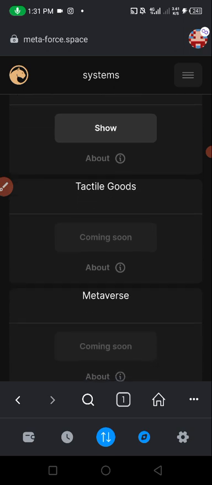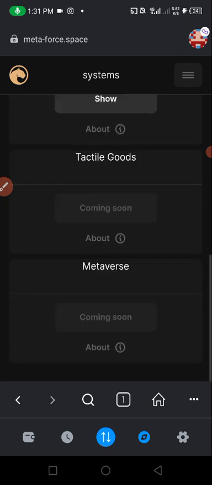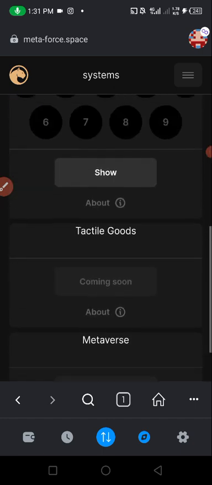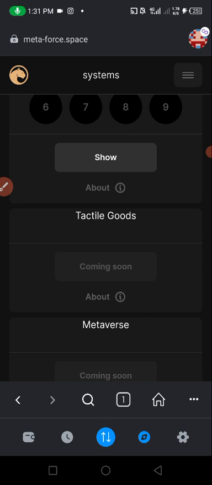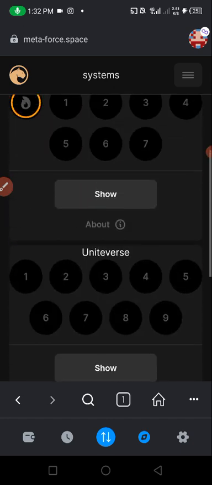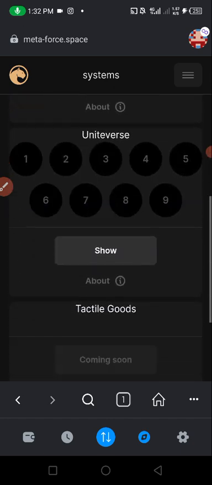Then for this, tactile goods are basically shares, just like the way royalty NFT is, but it will be launching later this year. Basically shares you can get on MetaForce that will be paying you every month for life. The payments will be even far higher than royalty NFT.